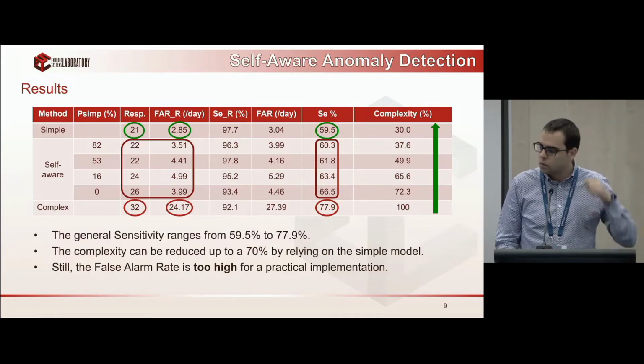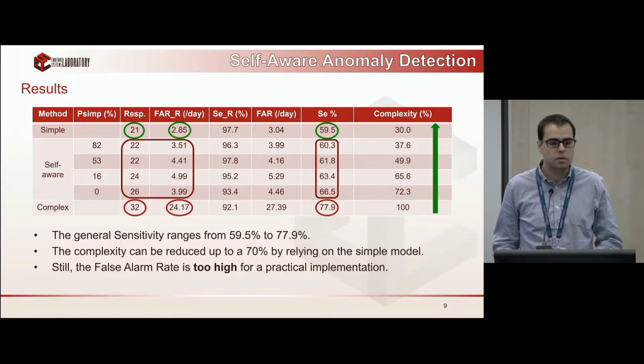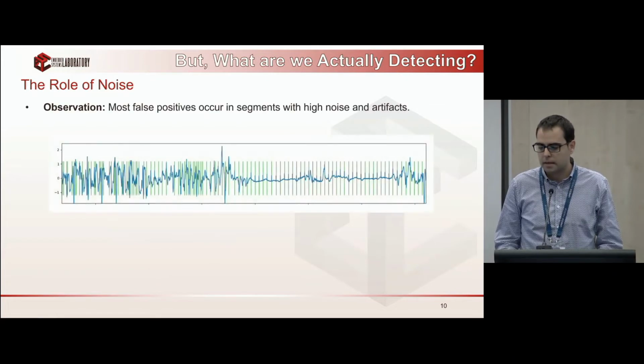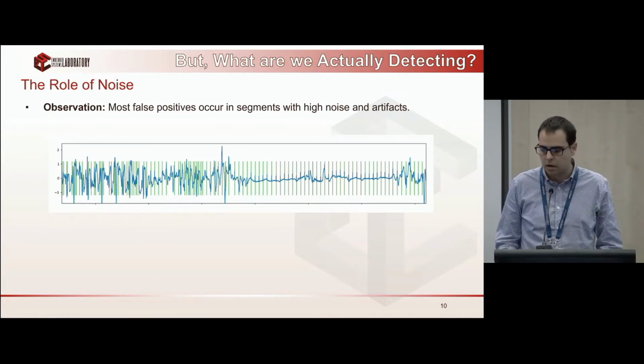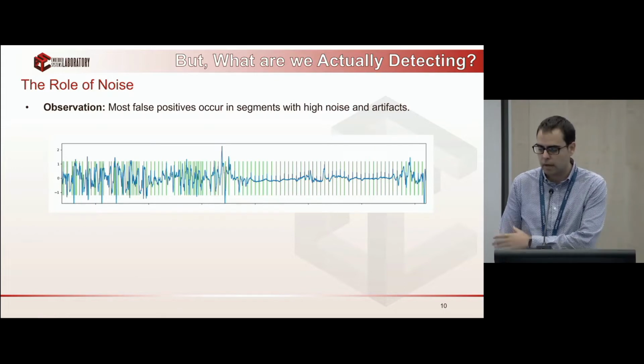So what we did was a false positive analysis, which is very useful in these cases. And we observed that most false positives occur in segments with high noise and artifacts in which the heartbeat detection fails. For example, here we can see in blue the ECG. In green, we have the different heartbeats marked by the algorithm.